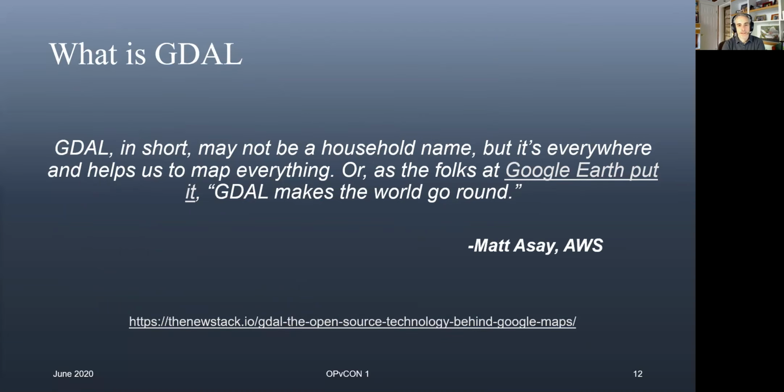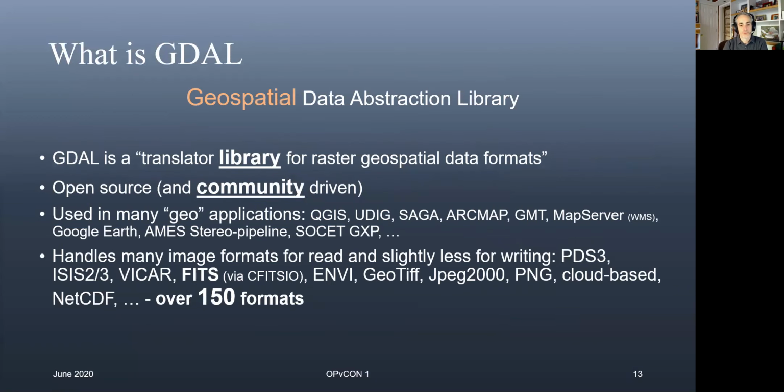GDAL. This was an interesting article from a guy from AWS, Amazon, that just came out a couple of weeks ago. But this is kind of the reality. GDAL may not be a household name, but it is everywhere, and it helps us to map everything. This is a cute little article that talks about how GDAL sits in the background and does its thing, and it's nice that it's getting some recognition. The main person who's taking care of GDAL right now, Even Rouault, is mentioned and quoted in this article. So it's a good little read.